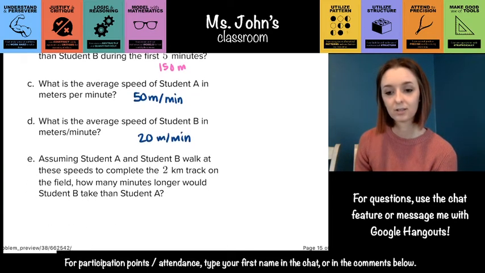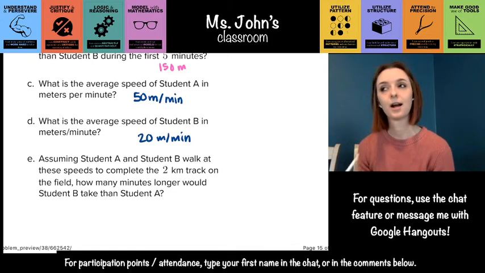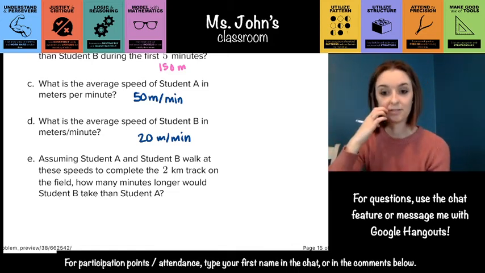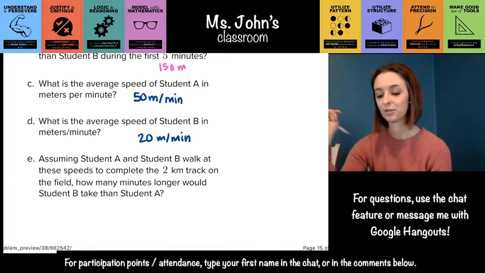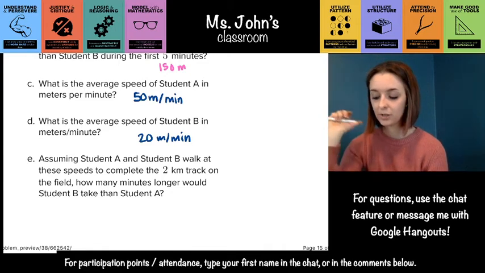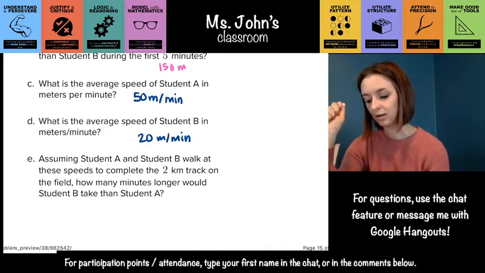That's average. And the way we did average was we figured out what the total distance covered was and the total time, and then just divided those two. That averages out their speed. Assuming student A and student B walk at these speeds to complete the 2-kilometer trek on the field, how many minutes longer would student B take than student A?